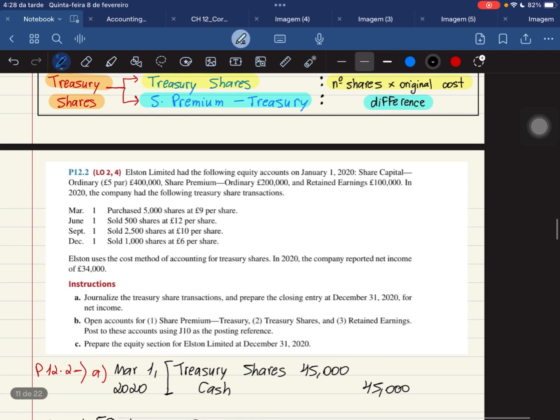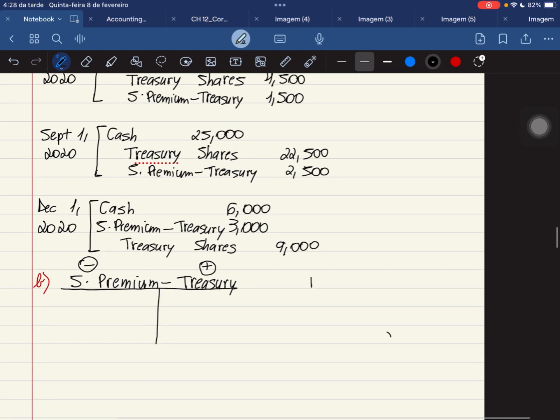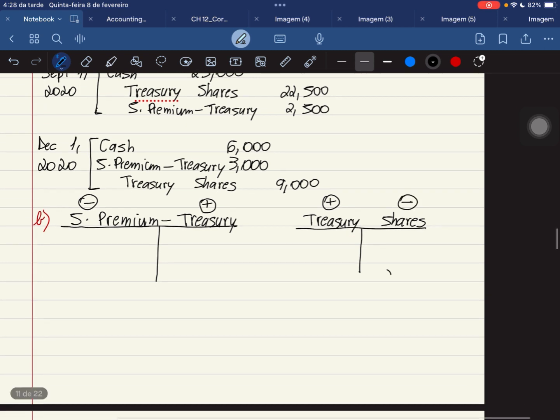The other ones that they asked were treasury shares and retained earnings. So here we would have treasury shares. For treasury shares, it is actually the opposite. So the increases happen on the debit side and the decreases on the credit side. And the other one that they asked was retained earnings. The signs are minus and plus.